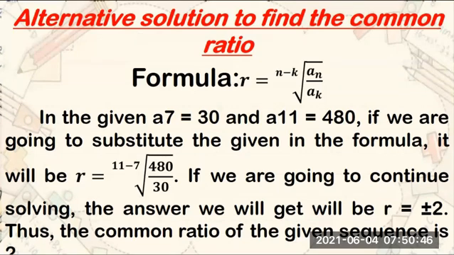So if we are going to continue solving the given, the answer we will get will be r is equal to positive negative 2. Thus, the common ratio of the given sequence is either positive 2 or negative 2. So depende yun sa ating given sequence. Ano po? So again, for the common ratio, we have 11 minus 7 root of 480 divided by 30. So galing siya dun sa formula na r is equal to n minus k root of a sub n all over a sub k. So that ends our topic for this video discussion.